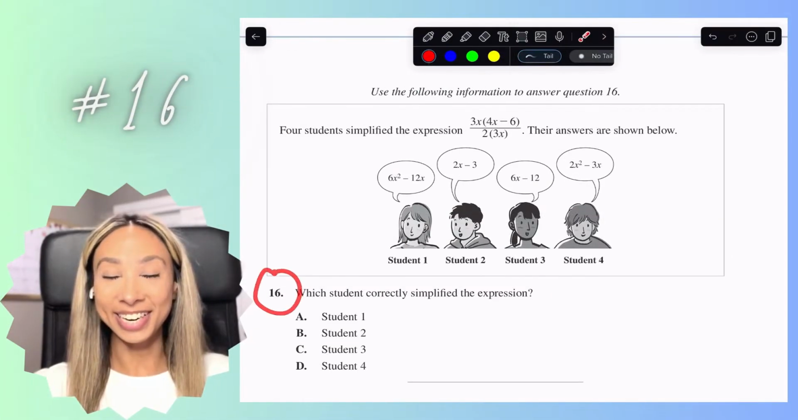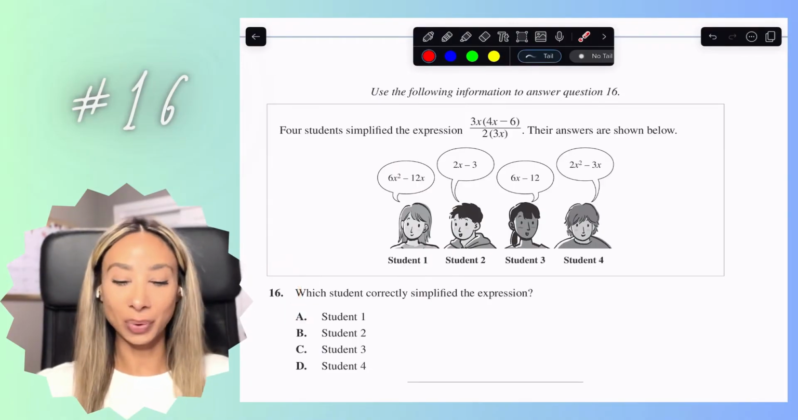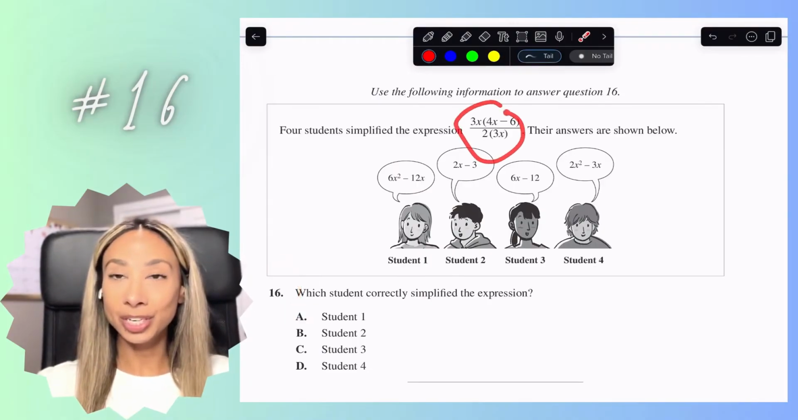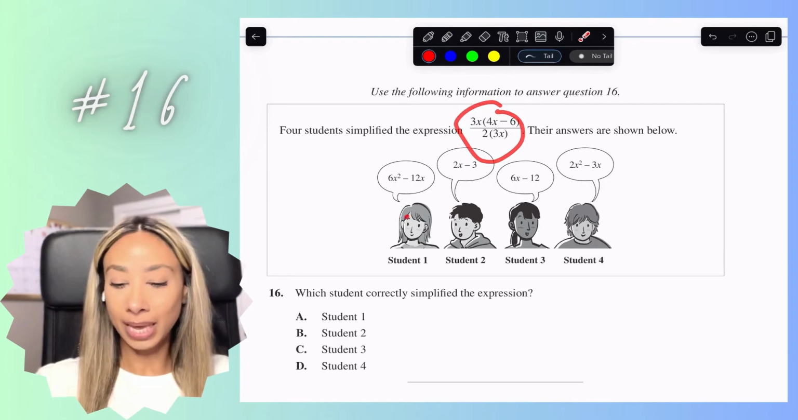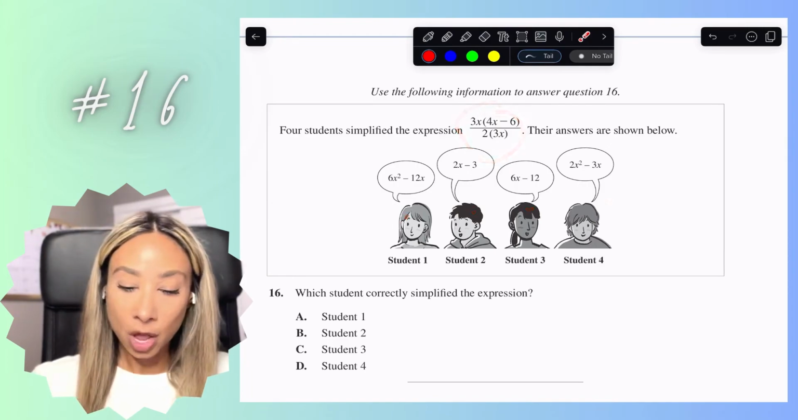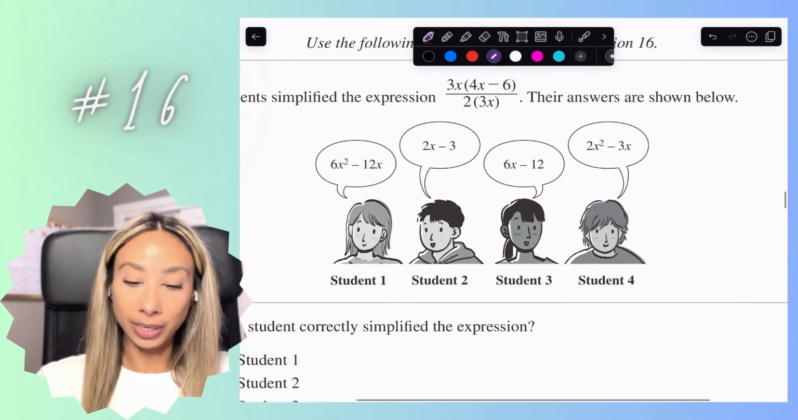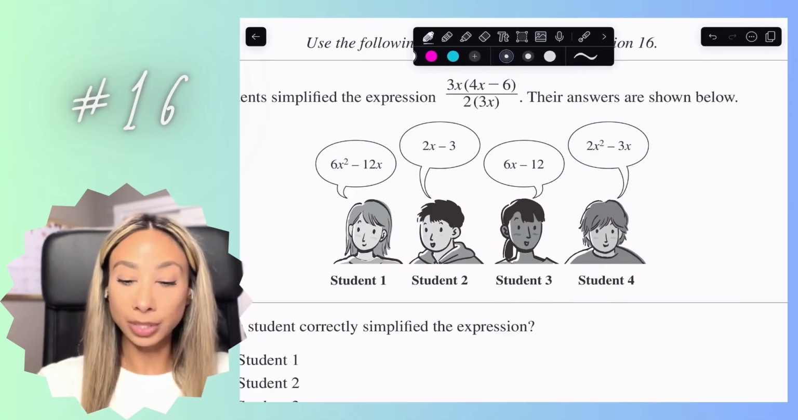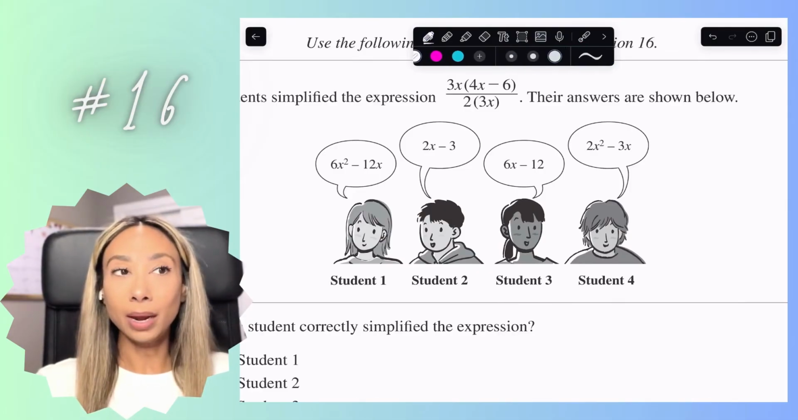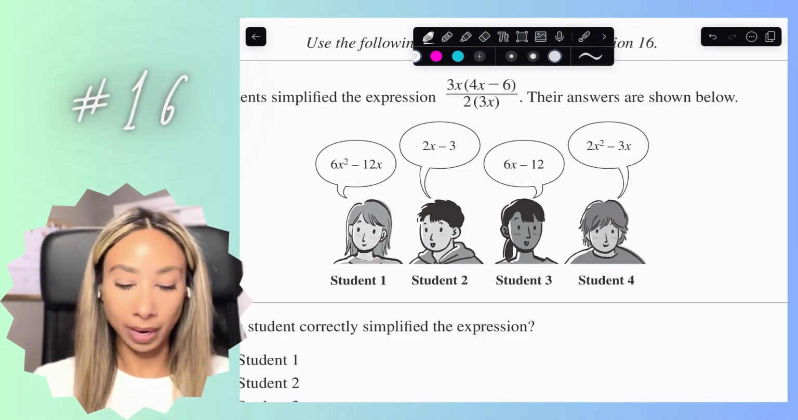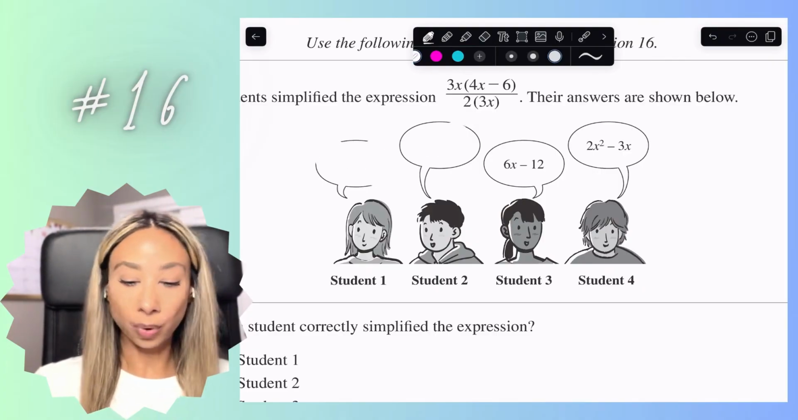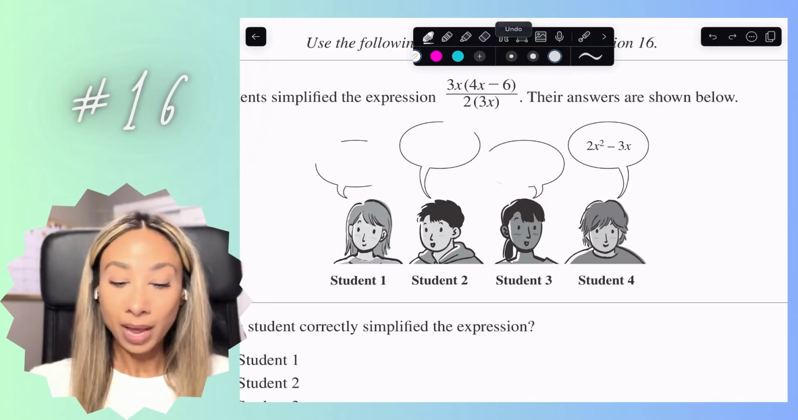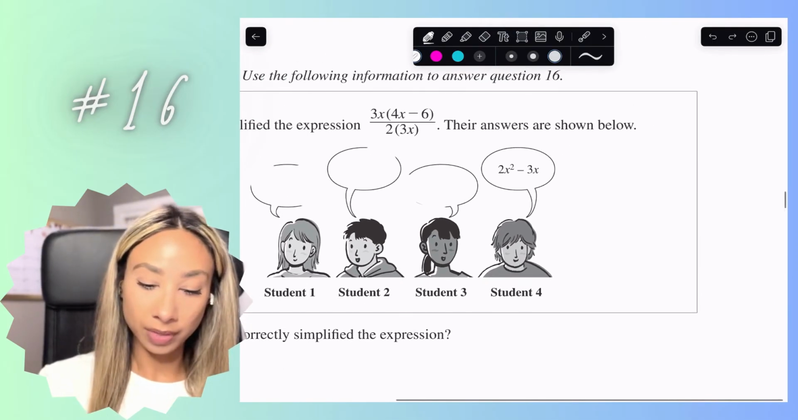Okay, number 16 here. So the PAT really loves these kinds of questions. What they do is they give you a question and then they tell you 4 students came up with an answer, which one is the correct answer. So that can get a little bit tricky because those answers, like the student answers, are made with common errors that lots of kids make. So what I recommend is let's ignore their answers. Let's just completely ignore it. Now let's go ahead and solve this question here.